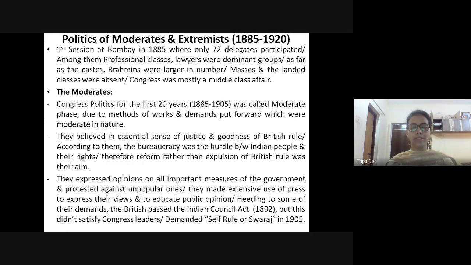Initially, at this point of time when they had just formed, about 1885, 1886, they believed in the British sense of justice and the goodness of British rule. They did not want to expel British rule. They rather wanted reforms to be brought about, changes to be brought about in the system.